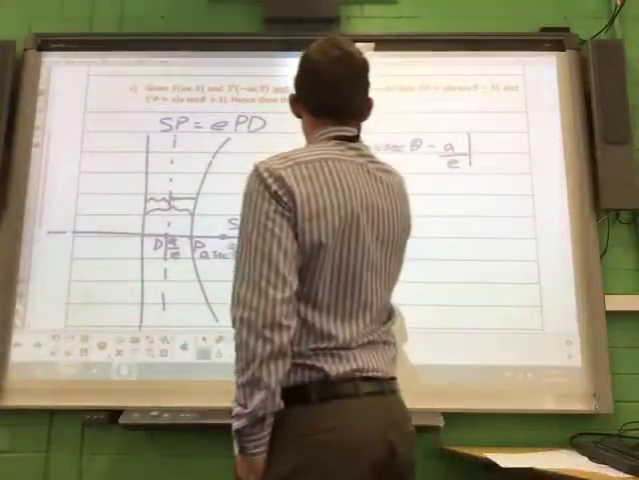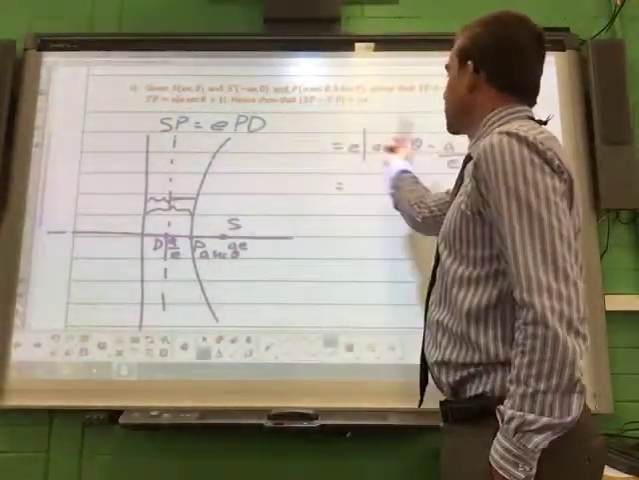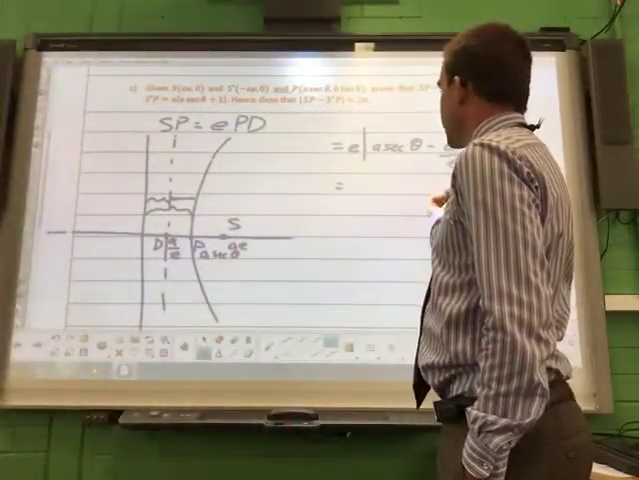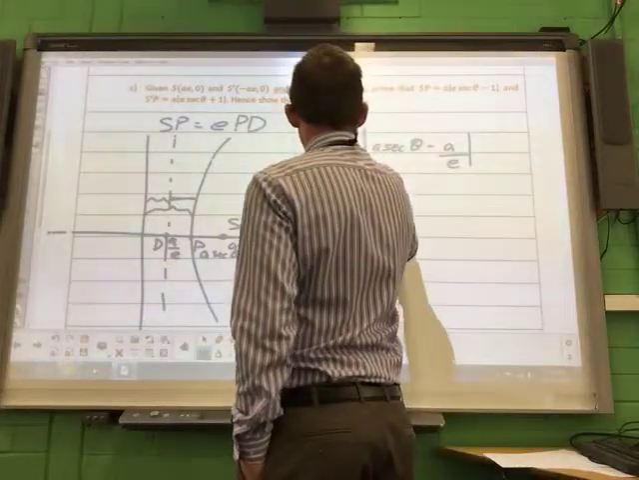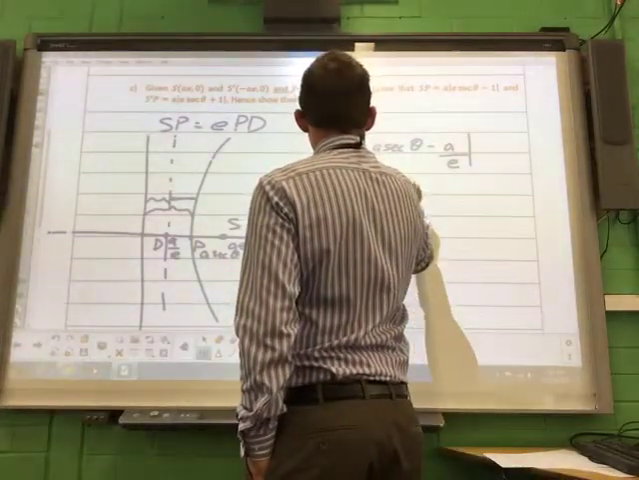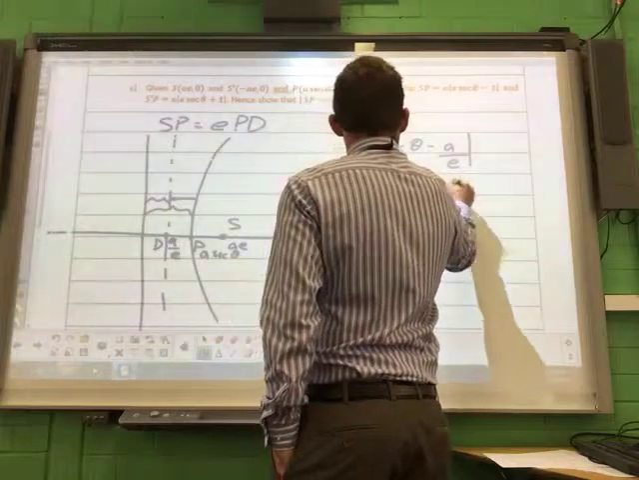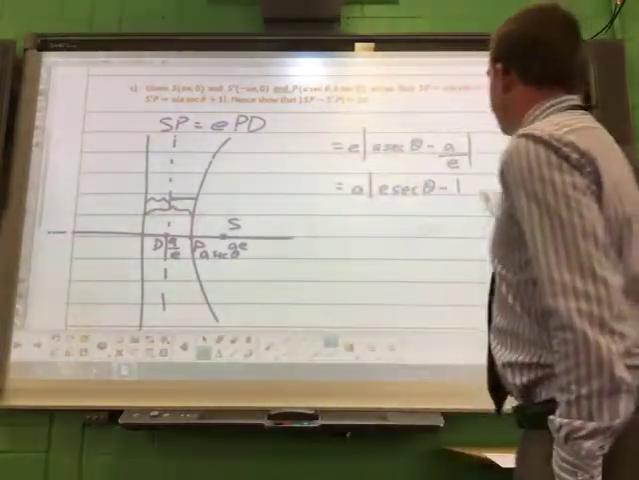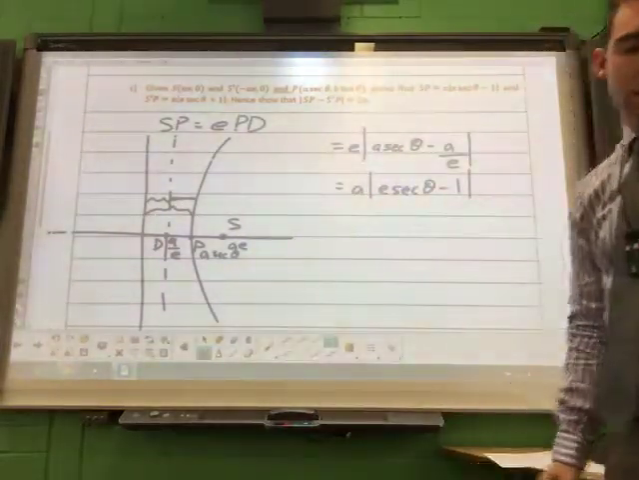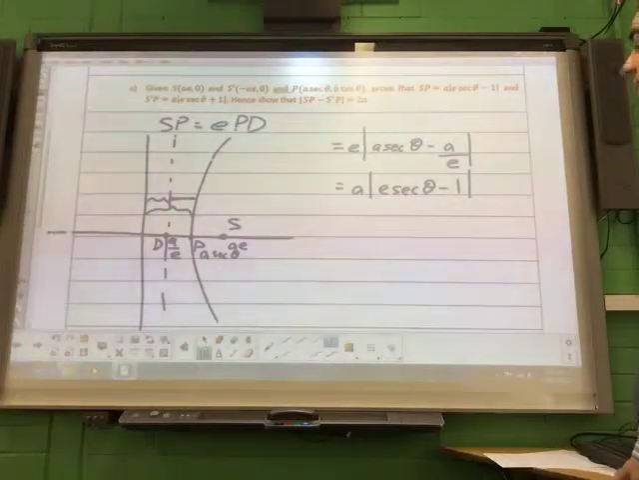It's equal to E outside, because I'm considering a distance, and I need it to be positive. So it'll be A sec theta, take away A over E. I'm going to factorise the A out and put the E back in, to be A outside the absolute value of E sec theta, take away 1. Factorise and expand and factorise again.